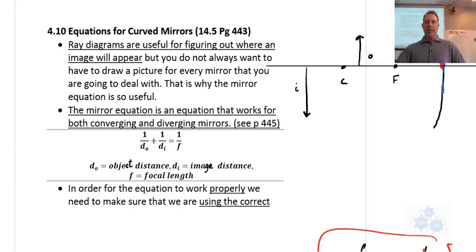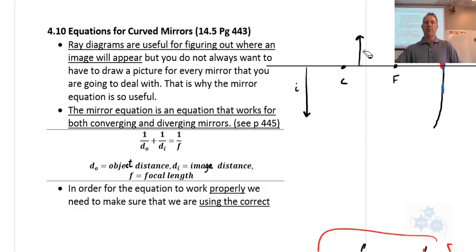All right, so Physical Science 20, we're going to take a look at Chapter 14, Section 5 here. We're going to talk about equations for curved mirrors. This is going to come up again in equations for lenses, which will come up in the next chapter, I believe. But this is your first indication as to how we can find the distance of the image mathematically. So we've been doing ray diagrams, but now we're going to look at how to do it mathematically.